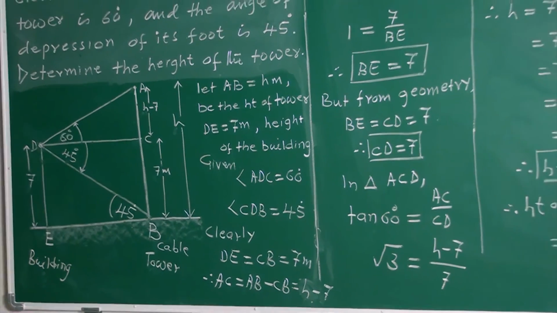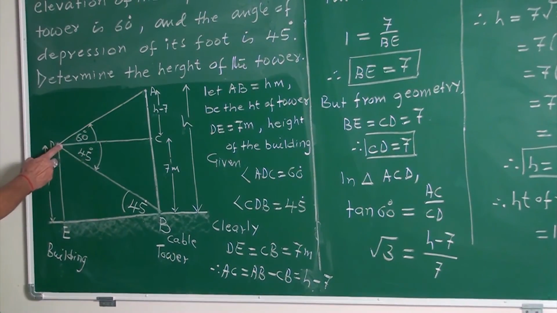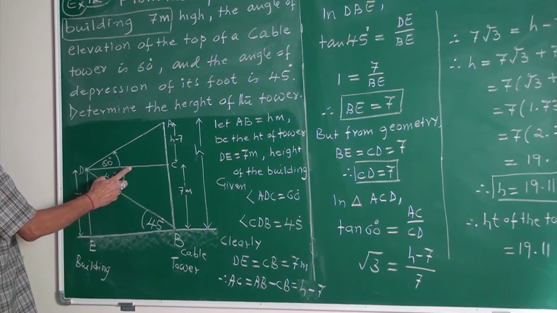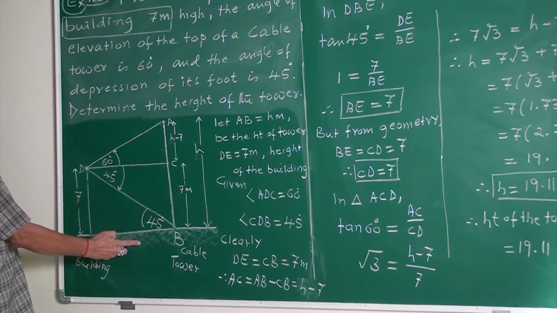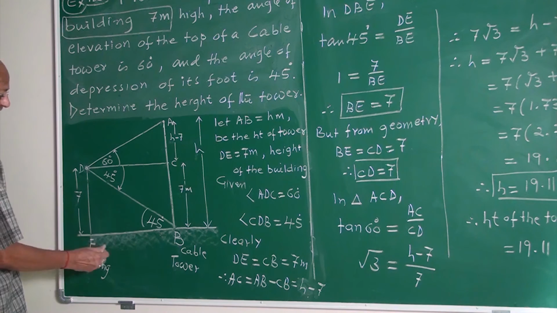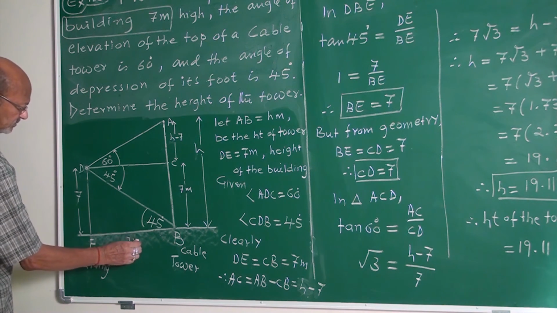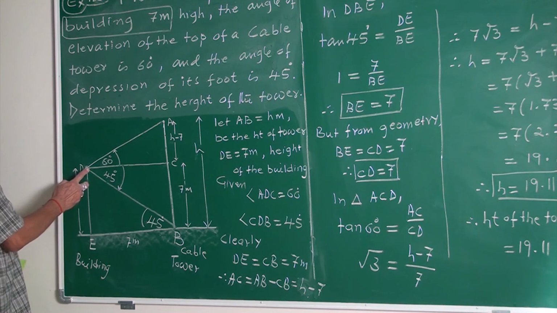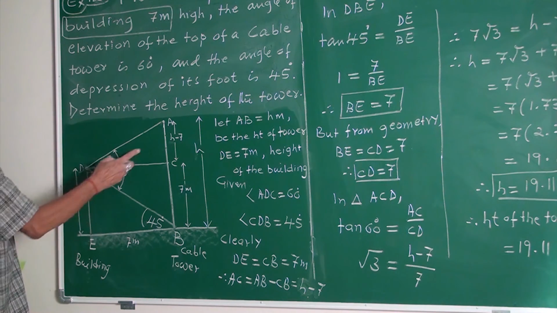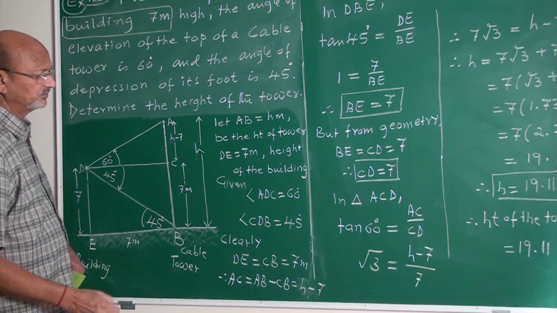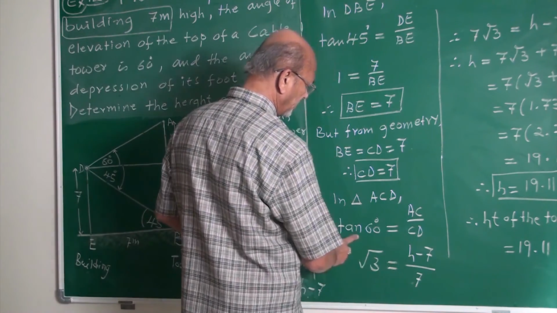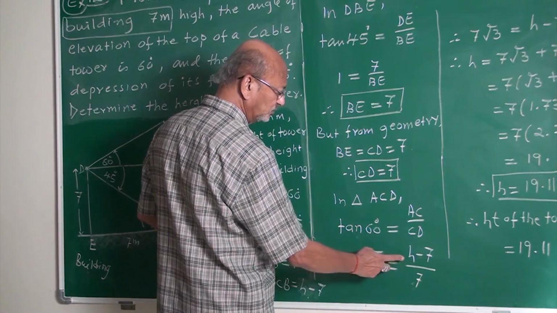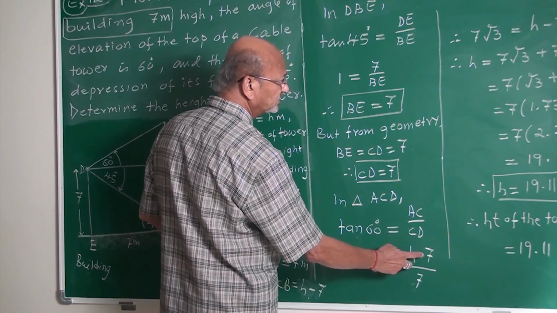Then from the other triangle ACD, tan 60 is opposite upon adjacent, h minus 7 upon CD. From the geometry, BE equals CD equals 7. So it is h minus 7 upon 7, and tan 60 is root 3. Cross multiplication, shifting minus 7 to this side as plus 7, so h equals 7 root 3 plus 7.